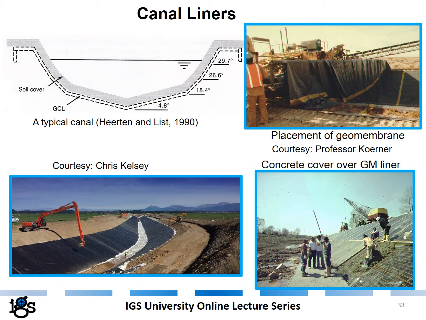Geobarriers are frequently used as canal liners. Here you see a typical cross-section where a canal liner has been foreseen, and in this case it's a GCL. These canals can be used for navigation or irrigation. Here you see a geomembrane liner application in a canal, and here you see a finished canal liner. Sometimes the geomembrane or GCL can be covered with concrete or earth fill.